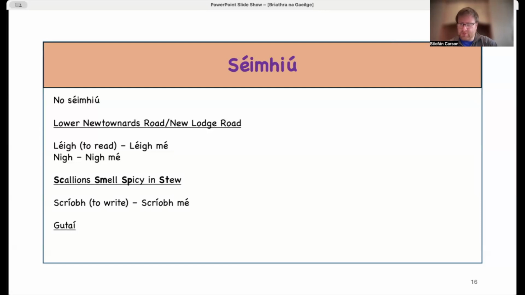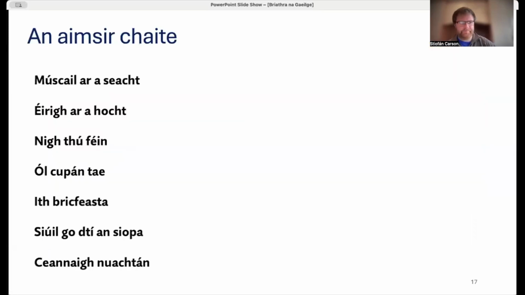And a vowel, a word with no consonant at the start, will not take a séimhiú. But we put D apostrophe in front of a verb that starts with a vowel. So if a verb starts with a vowel, it doesn't take a séimhiú, but we put a D apostrophe in front of it. So éirigh, d'éirigh mé, I got up, d'éirigh mé.